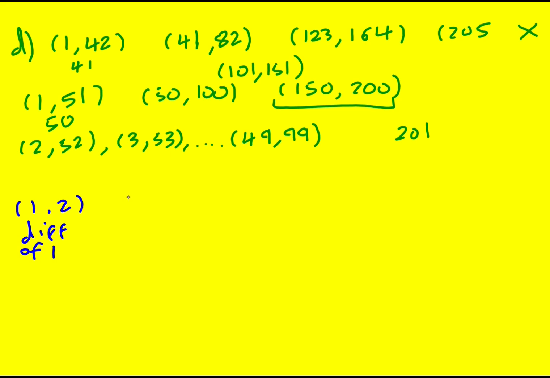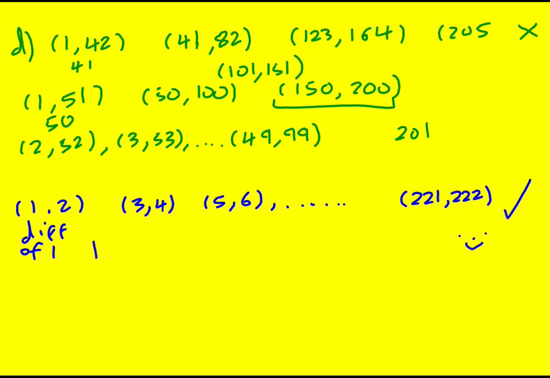Okay, so then 1 could pair with 2. Remember, 2 is not going to pair with 3 because we've already used 2. 3 would pair with 4. 5 would pair with 6, and so on, all the way up. And it's always an odd number on the left and then an even number on the right. So we're going to be able to get 221 pairing with 222. This one will work. So this is possible. 1 can be opposite 2.